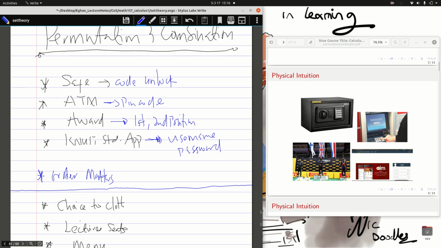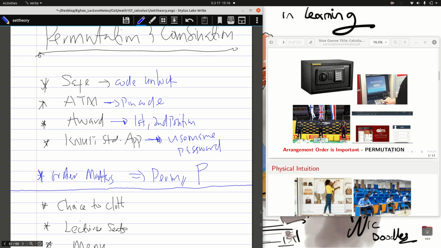Okay, and that leads us to permutation. So I'll use perm or P, permutation. Arrangement order is important here.